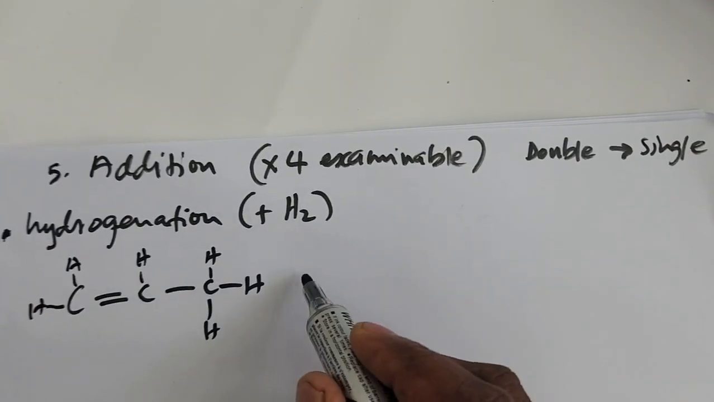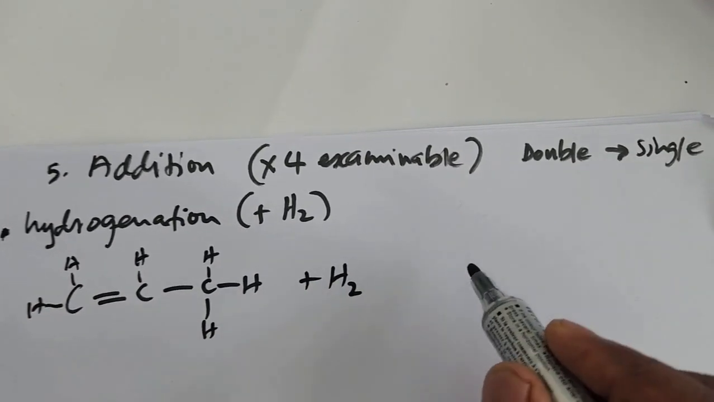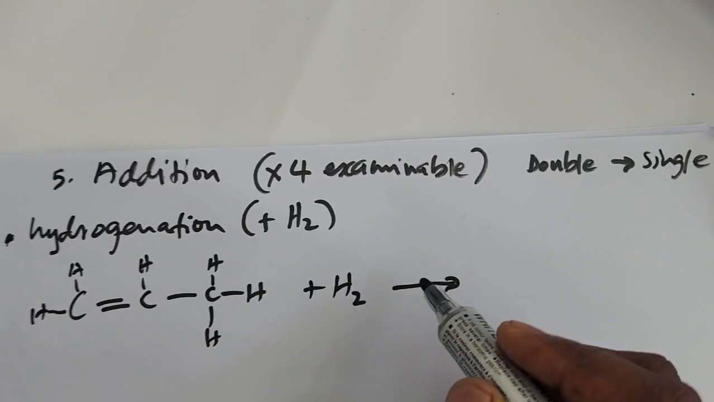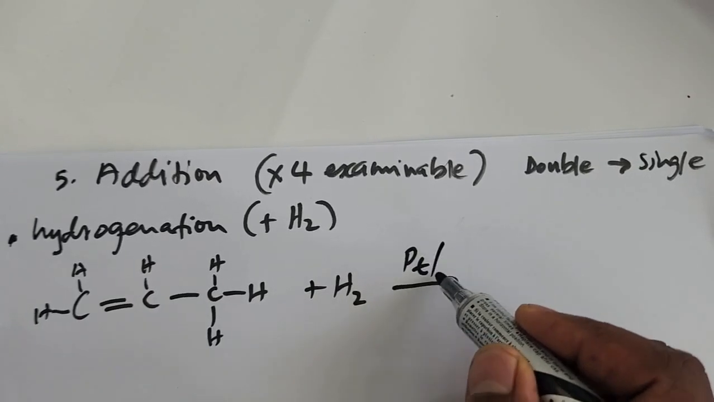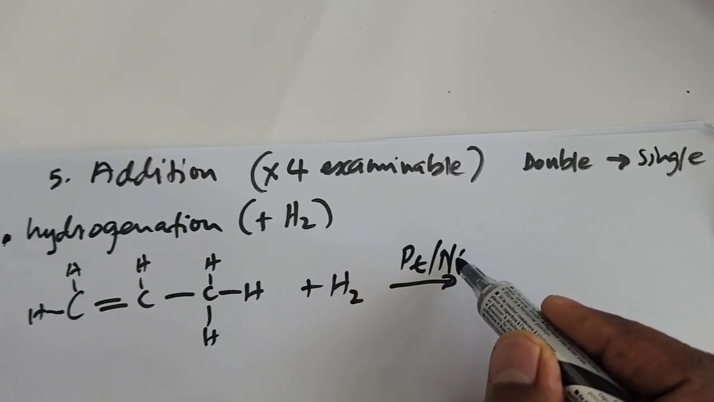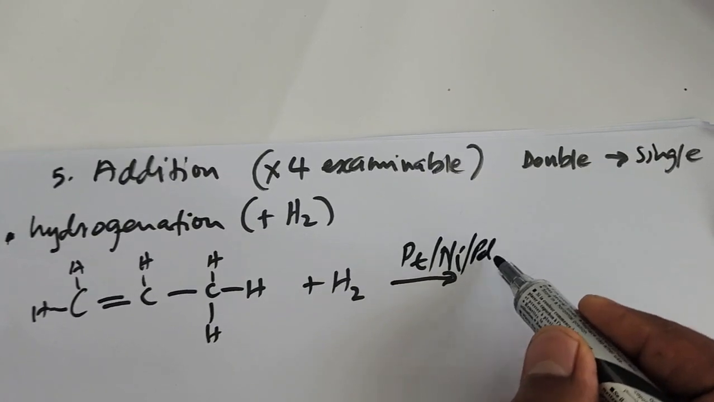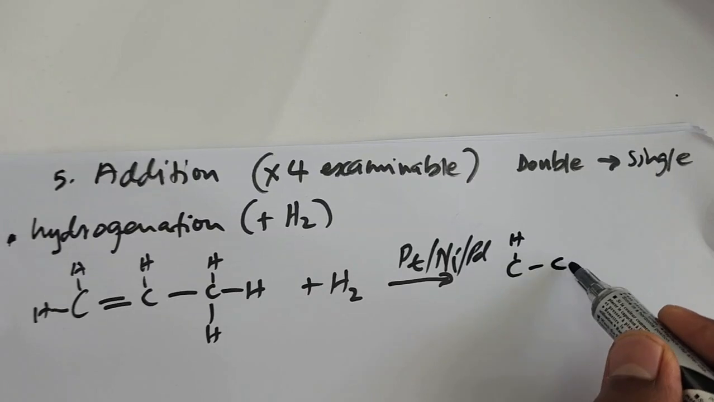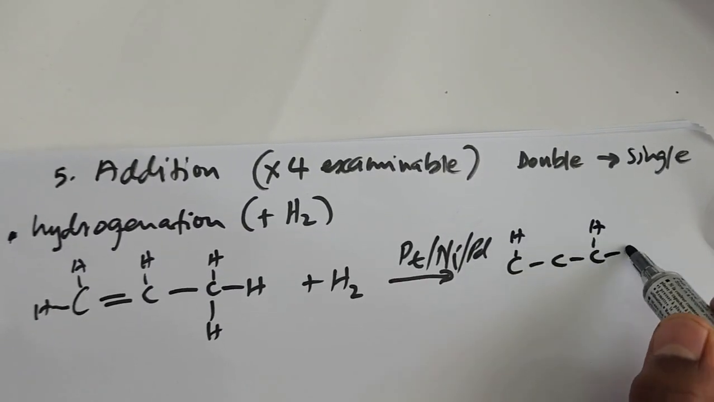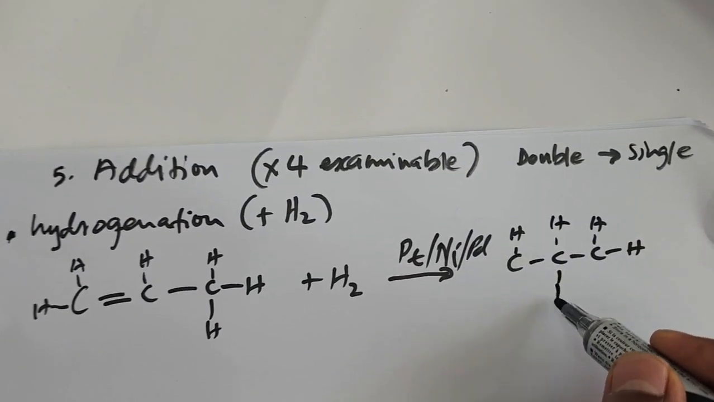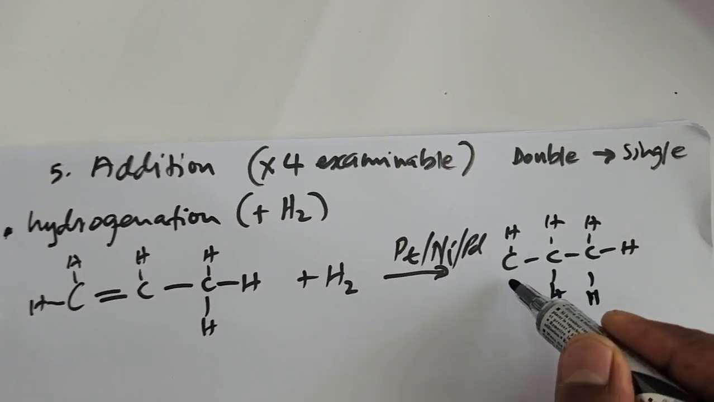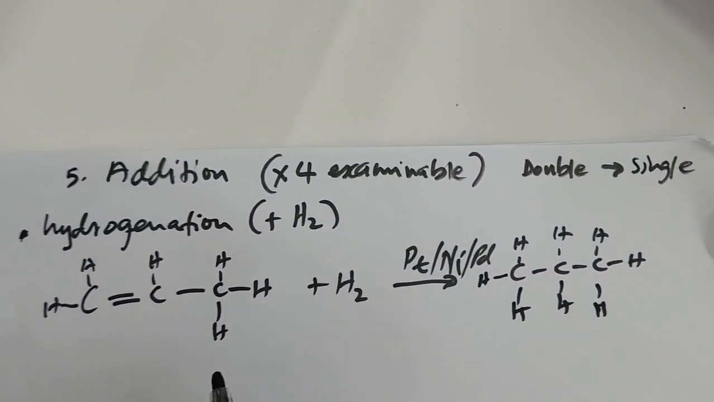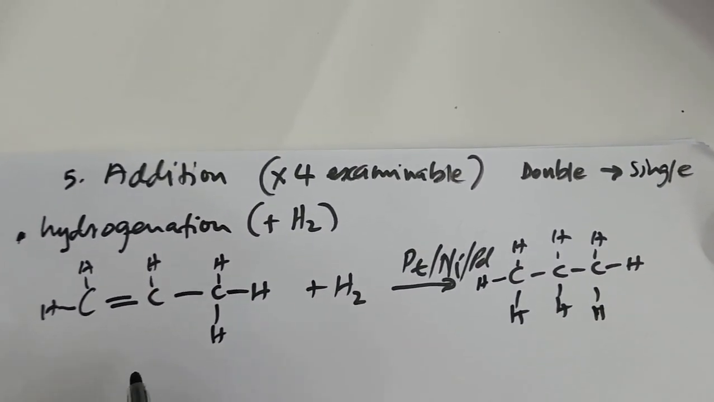Then propene plus hydrogen. This will be very important because we need a catalyst here. The reaction continues, we need a catalyst, either platinum, nickel, or even palladium. So then we'll form an alkane, which is propane. We are moving from 2 reactants to 1 product. That is the first one.